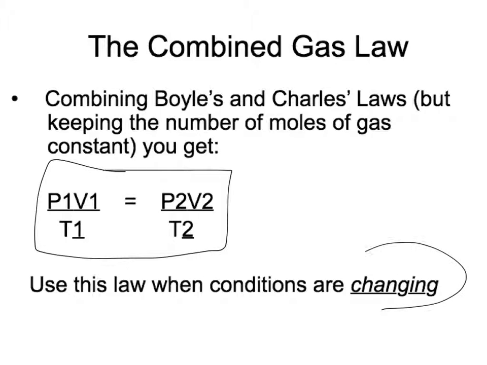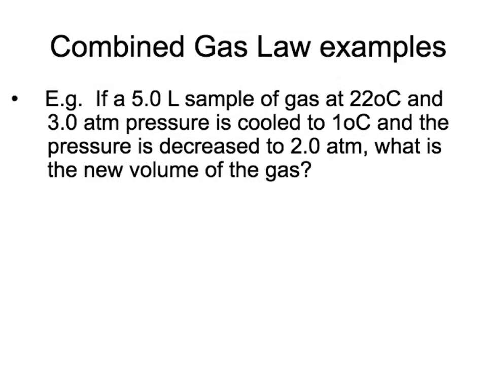We're going to use these problems when things are changing. We're going from one pressure to another pressure, one temperature to another temperature, one volume to another volume. So definitely read the questions carefully. All right, so let's just go through here. V1, 5 liters. T1, P1. It's cooled to, okay, T2. Pressure changed, okay, this is P2, and we're looking for V2.